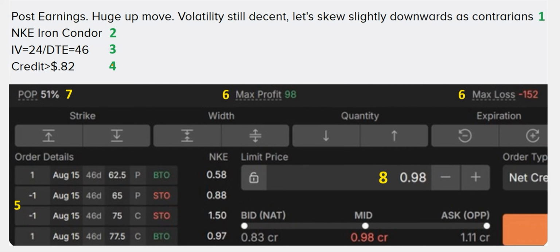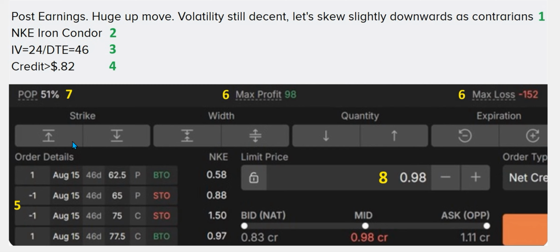Number 4 is going to be either a credit or a debit. If it's a credit, it'll say greater than, so it'll say the minimum amount of money we're willing to sell this strategy for. In this case it's 82 cents. If it's 81 or below, we're not going to make this trade. On the other side, if it says debit, it'll say a less than number, meaning if we're going to buy this strategy, I don't want to buy it for more than this number. So if this was, let's say, debit less than 82, I don't want to pay more than 82 cents. So debit will be a less than, credit will always be a greater than.